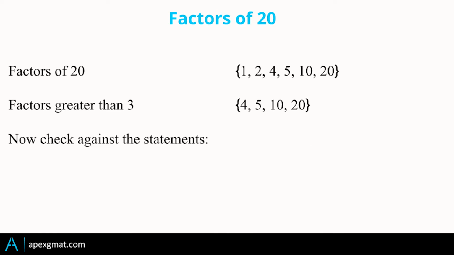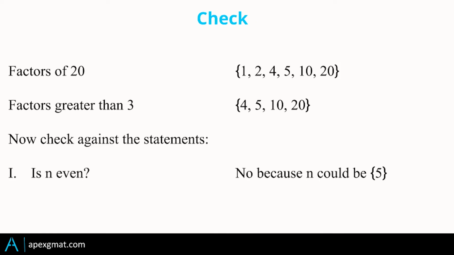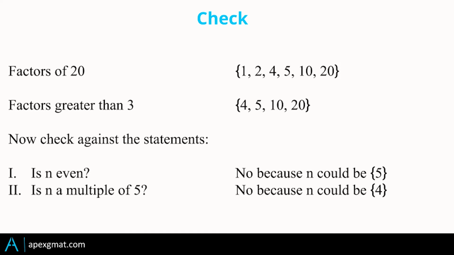So for number 1, is n even? If n can be 4 but can also be 5, then we're not assured that it's even. Notice the data sufficiency problem type embedded here. So n is not necessarily even. Is n a multiple of 5? Once again, n is not, because n could be 4 or 5.